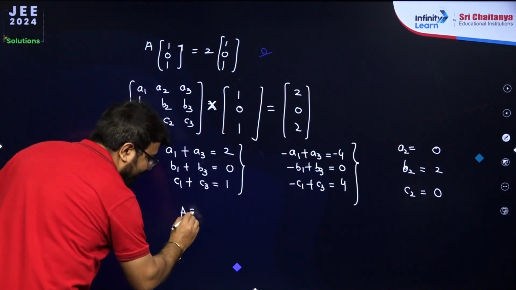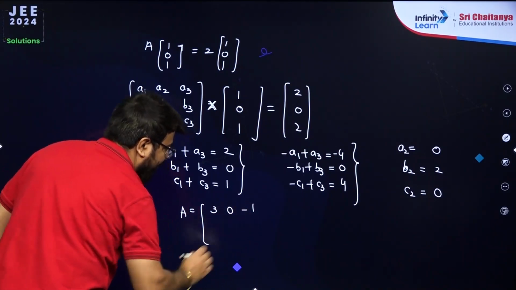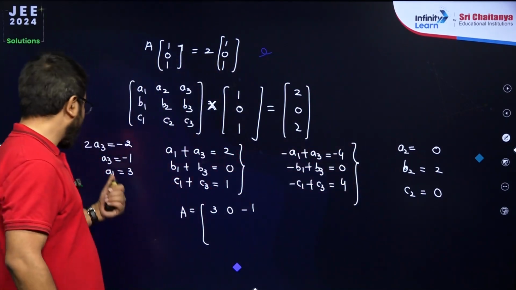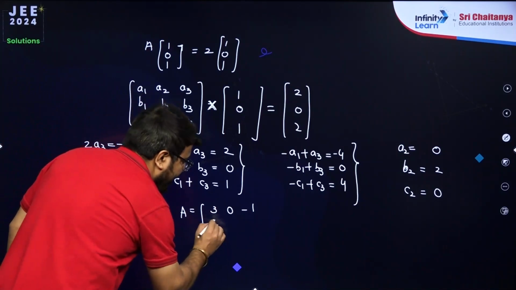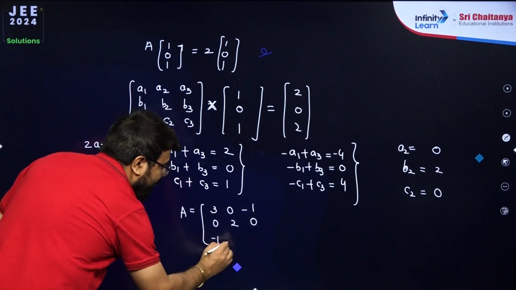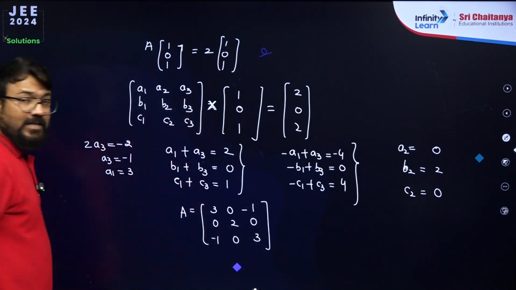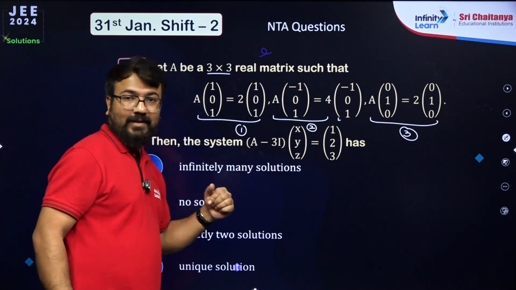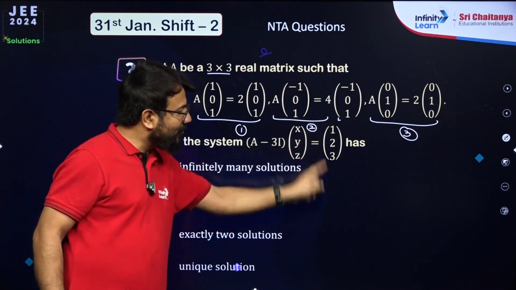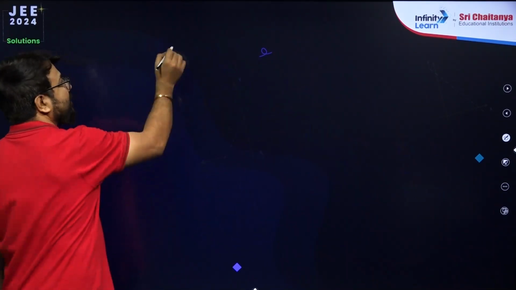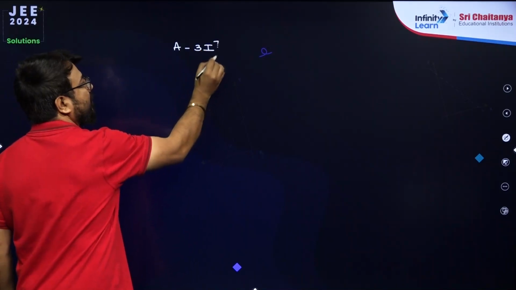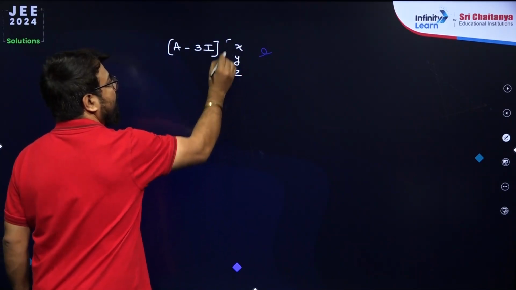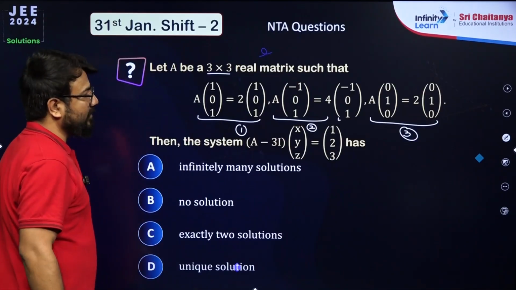So finally, I can write the matrix A as 3, 0, -1, because A1, A2, A3 we have already determined: A1 is 3, A2 is 0 and A3 is -1. The rows are 3, 0, -1, then 0, 2, 0, and then -1, 0, 3. Once we have the matrix A, they have asked us to subtract 3I from A and multiply with xyz to generate 1, 2, 3. So let us do that. A is subtracted with 3I and this is multiplied with xyz, and this product equals another matrix, 1, 2, 3.